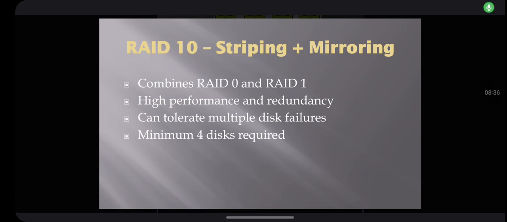And next, RAID 10. RAID 10 combines striping and mirroring. It's both fast and safe, but needs at least 4 disks. Think of it as the premium RAID setup for serious performance and reliability.